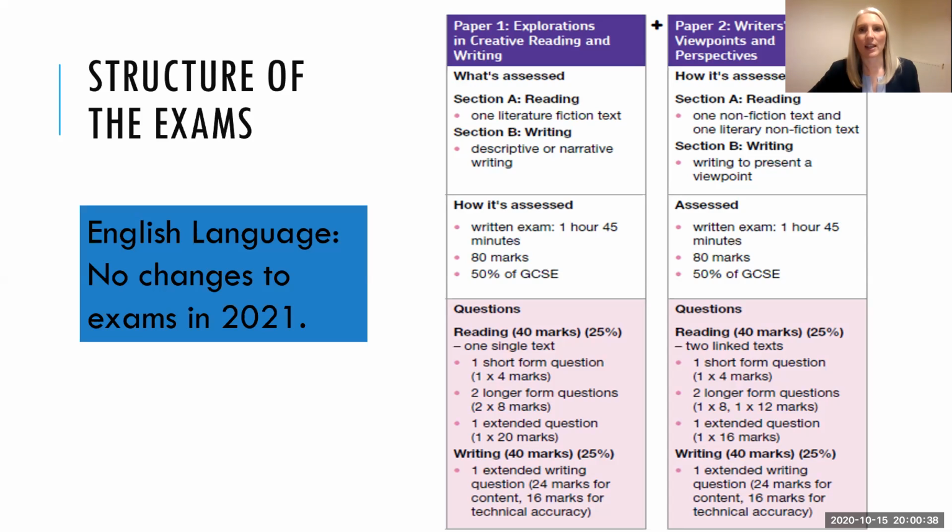So what you can see there is two exam papers, paper 1 and paper 2. They're very consistent, so they sort of mirror each other in structure. There's a reading section and a writing section on both papers. They're assessed in very similar ways, so they're both 1 hour and 45 minutes long, and they're equally weighted, so they're worth 50% of the qualification. Paper 1 is the fiction paper, and paper 2 is a non-fiction paper. I'll talk a little bit more about the differences in a moment.